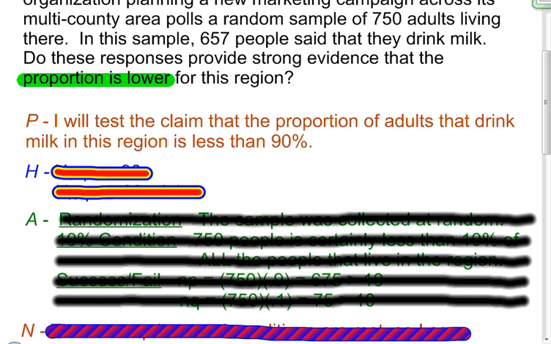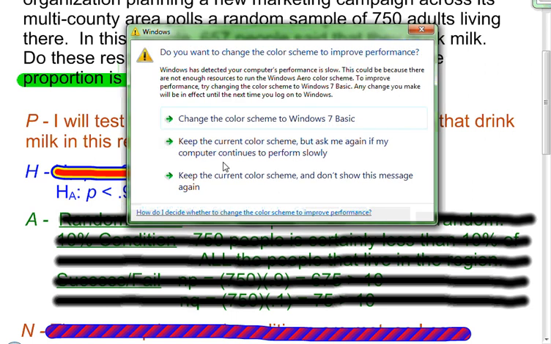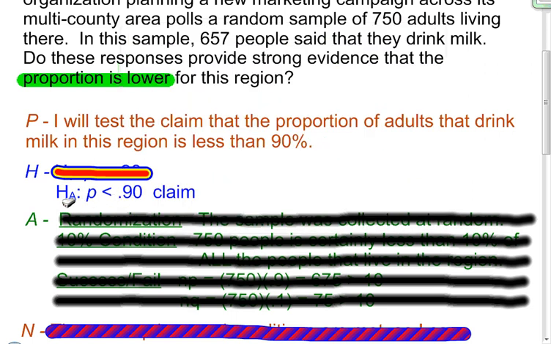And those two little words, less than, are going to lead me to write null and alternative hypotheses like this one. Less than tells me that my alternative hypothesis should look like this. The proportion is less than 0.9 or 90%. And that right there is the claim. I like to label the claim that I am testing. And if my alternative hypothesis says the proportion is less than 0.9, then that means that my null hypothesis has to say that the proportion is equal to 0.9.